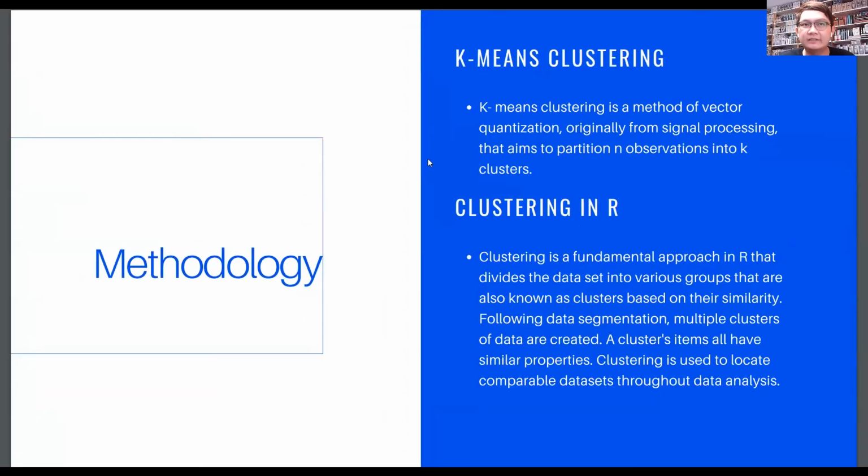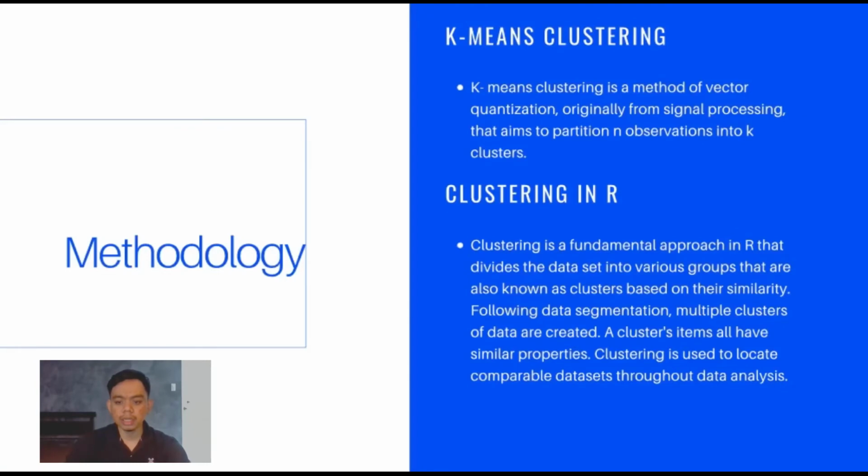K-means clustering. K-means clustering is a method of vector quantization, originally from signal processing, that aims to partition n observations into K clusters. Clustering in R is a fundamental approach that divides the data set into various groups, also known as clusters, based on their similarity. Following data segmentation, multiple clusters of data are created. A cluster's items all have similar properties. Clustering is used to locate comparable data sets through data analysis.